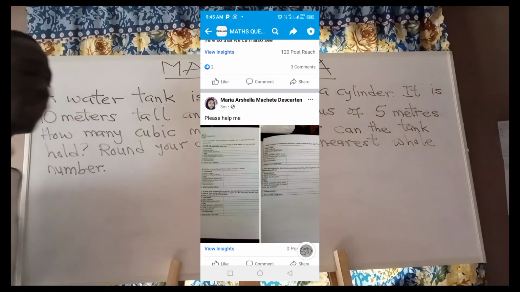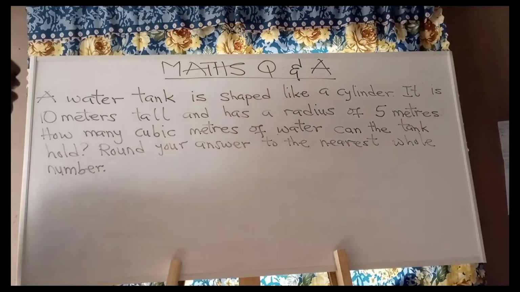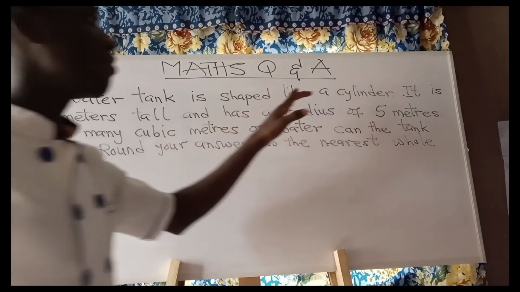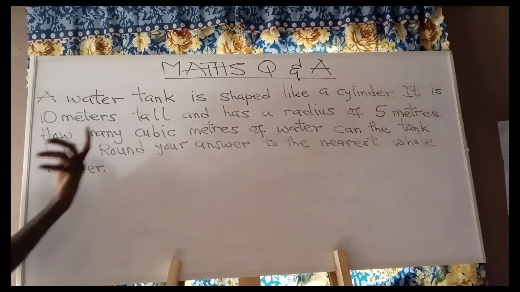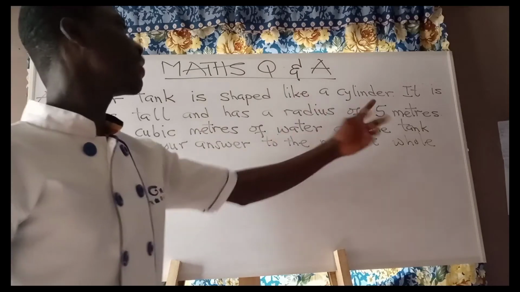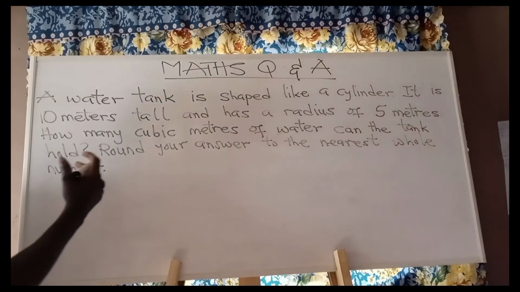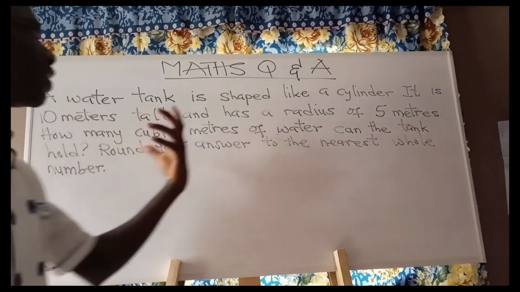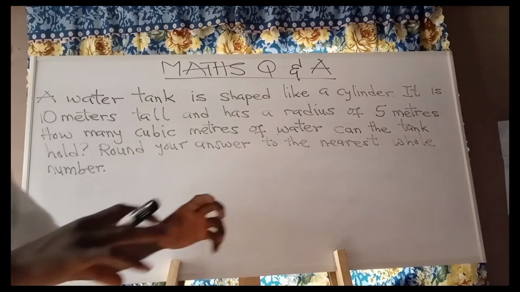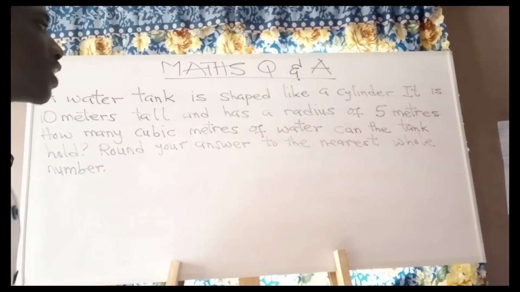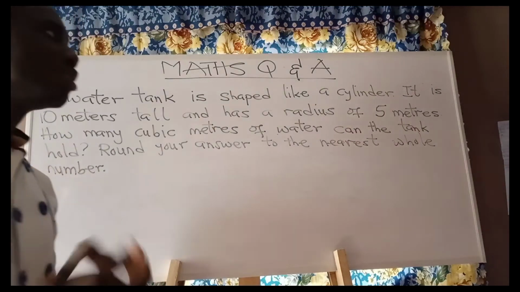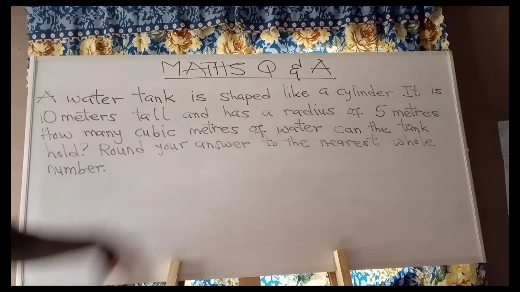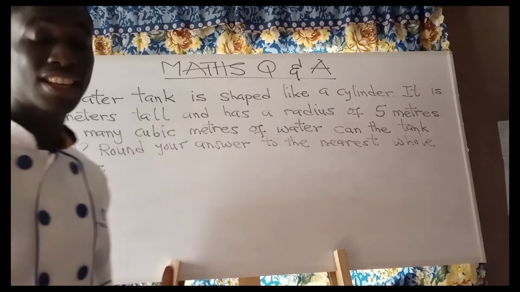The next question from Maria is, a water tank is shaped like a cylinder. It is 10 meters tall and has a radius of 5 meters. How many cubic meters of water can the tank hold? And you are supposed to round your answer to the nearest whole number. Now you see, the question is telling you that this water tank is shaped like a cylinder, and this means that you are going to use the means of finding the volume of a cylinder to solve and then find the volume of water that the tank can hold.